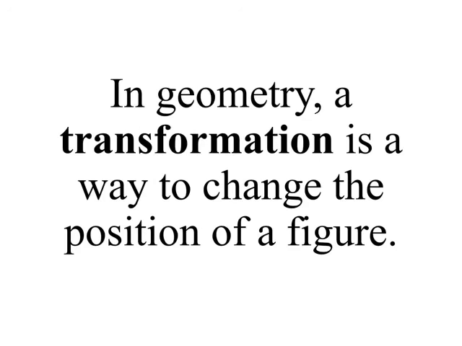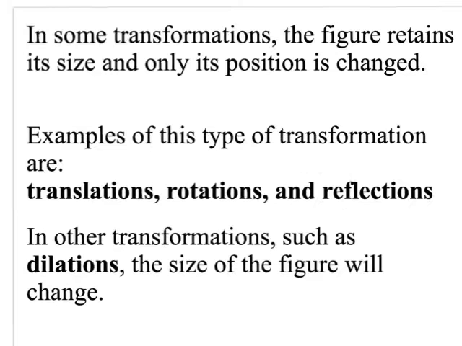Here we go. So in geometry, a transformation, that's what this whole unit is on, is a way to change the position of a figure. In some transformations, the figure retains its size and only its position is changed. Examples of this type of transformation are translations, rotations, and reflections. So as we talked about in class today, translations stay congruent. Translations, rotations, and reflections all stay congruent.